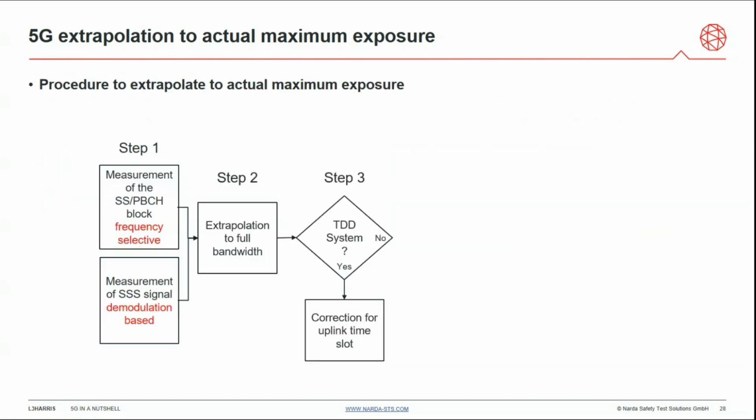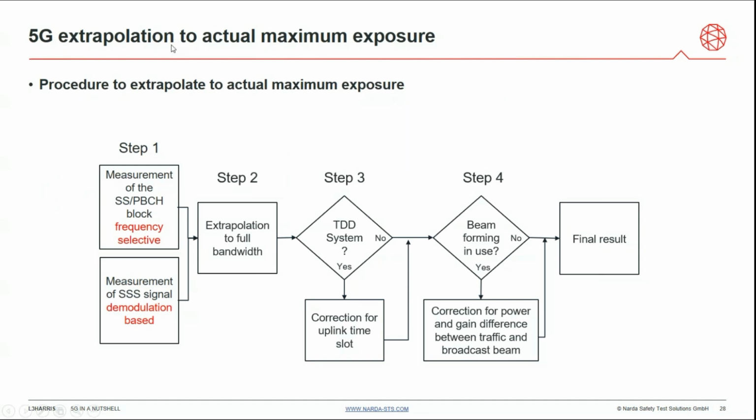And now the algorithm looks like this. You measure the synchronization signal frequency selectively. That is what is available today. That is also how the labs, for example, of the vendors Ericsson and Huawei are currently measuring the exposure: using the measurement in frequency, and from that doing an extrapolation to full bandwidth. Typically it's a TDD system, yes, so you need to have the correction for the uplink time slot.